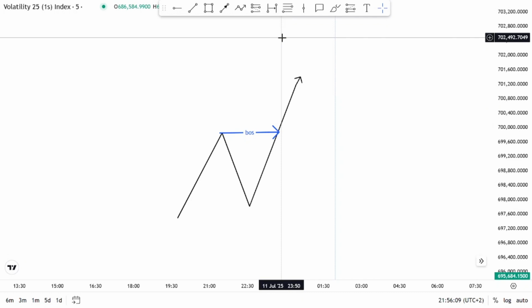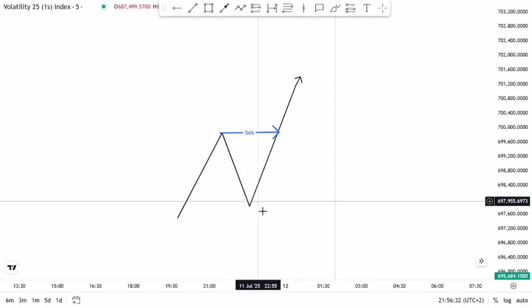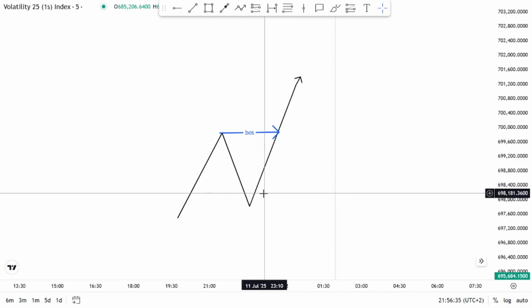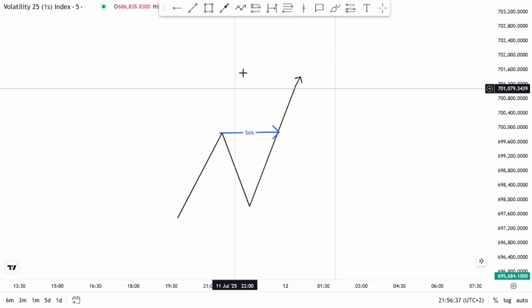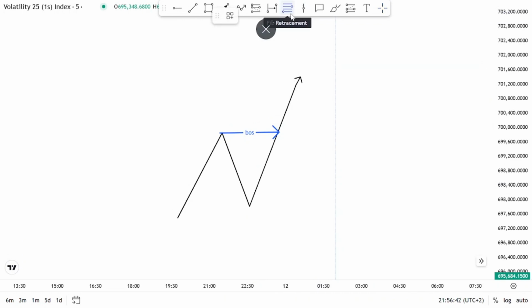Understanding where we should buy, as I just mentioned, we buy at a discount level. When you look here on your right hand side, you can see that the highest price is around 703,200, and the lowest here is 696,400. So we are looking to buy at the very discounted area. How do we get to know where to find our discounted area? We use the Fibonacci retracement.